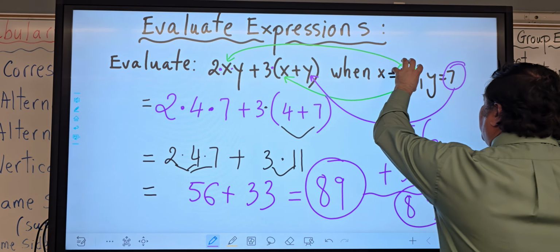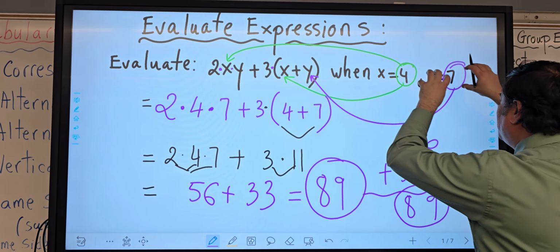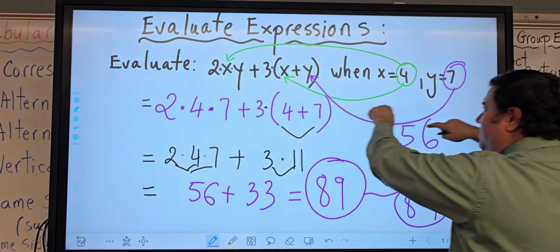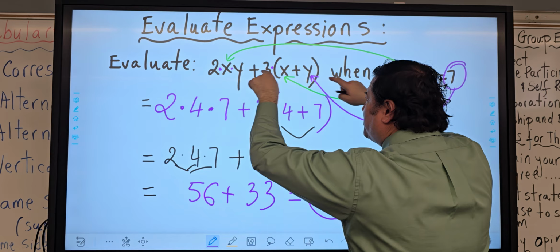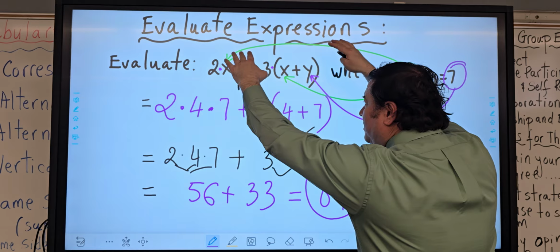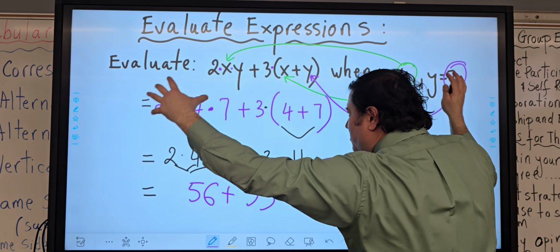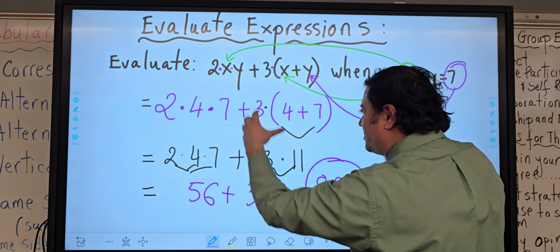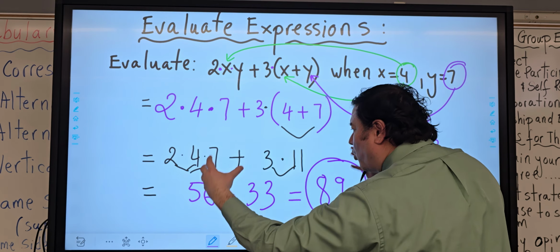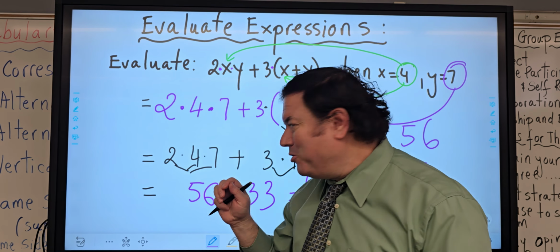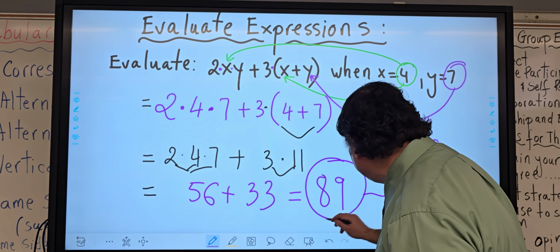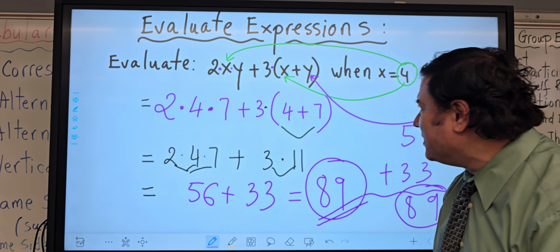I hope you're able to understand and make sure you follow these steps. First, we circle these numbers, the x and the y. And then we plug these numbers into the expression to get rid of the variables. And then we combine the like terms and use the order of operations in order to get to the answer. Okay? So the answer is 89.